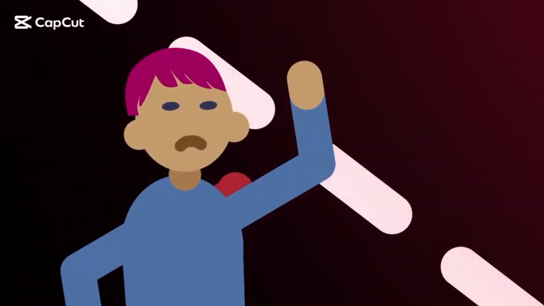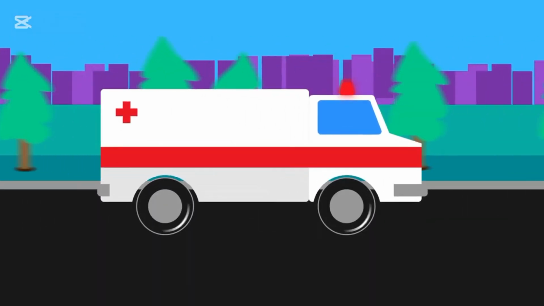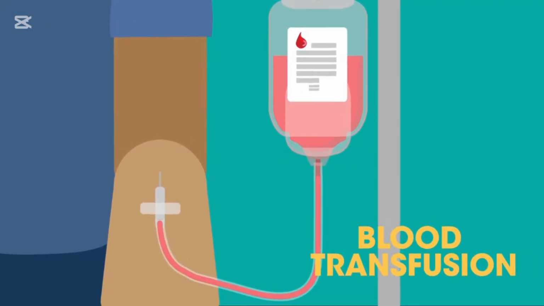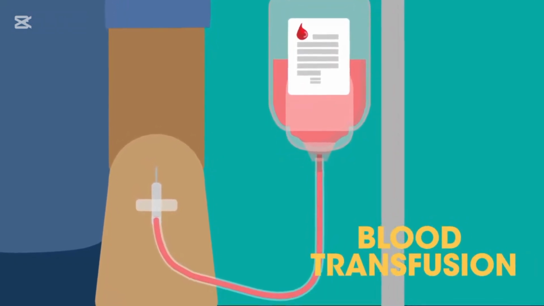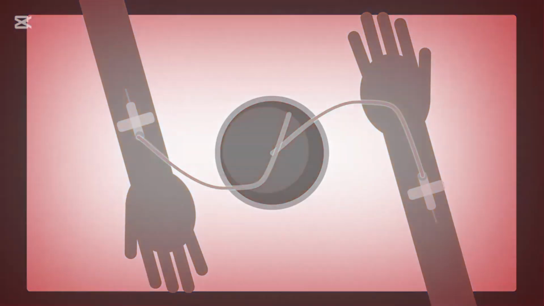Imagine you've been involved in an accident. You're bleeding and are rushed to hospital. Thankfully, you're given a blood transfusion to replace your lost blood. But you can't just have blood from any old donor. In fact, when doctors first attempted blood transfusions in the 17th century, they were unsuccessful and patients died.